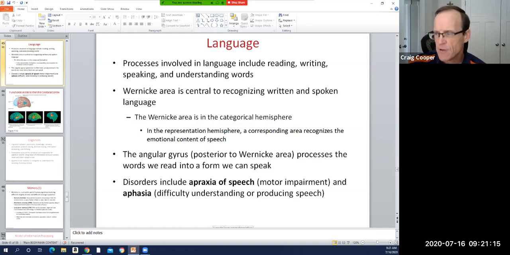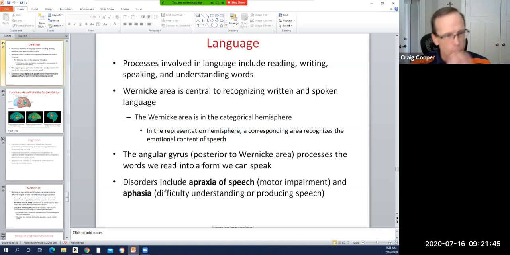And when people have damage in those areas, either Wernicke's or Broca's, they will have distinct problems that show up in their speech. Whether they had a brain tumor, or a stroke that deprived blood flow to these neurons, or a head injury, those things would damage these particular areas. And we'll see either apraxia or aphasia. So apraxia is a motor problem. That would be more common with a Broca's area problem.